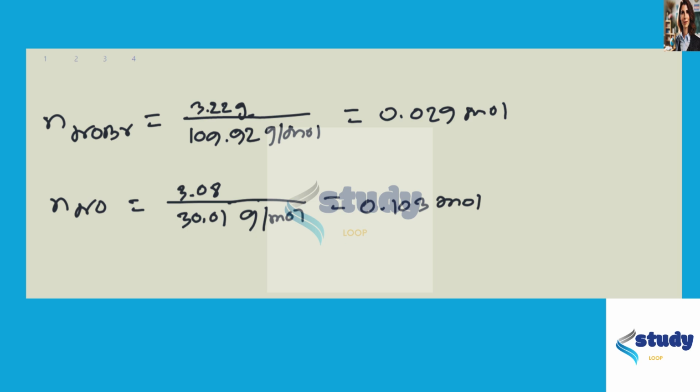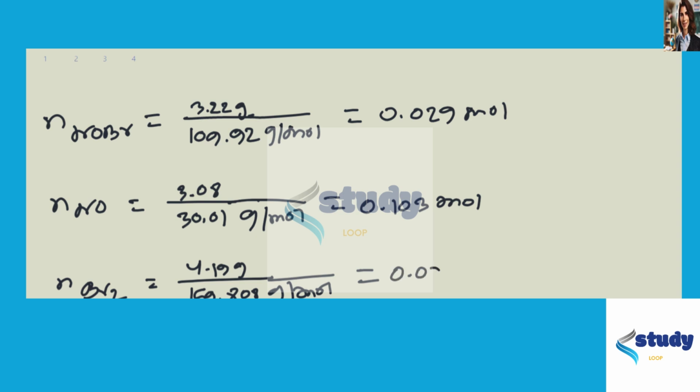And finally, for bromine, the number of mole will be 4.19 gram over the molar mass of bromine, 159.808 gram per mole, and this will give us a value of 0.0058 mole. So these are the number of moles for each of the components present.